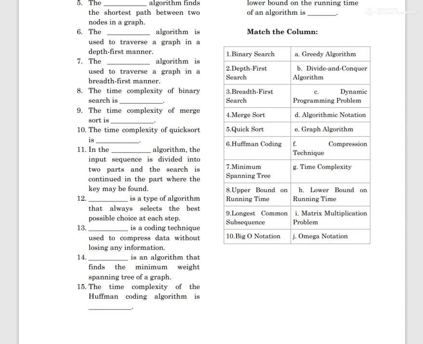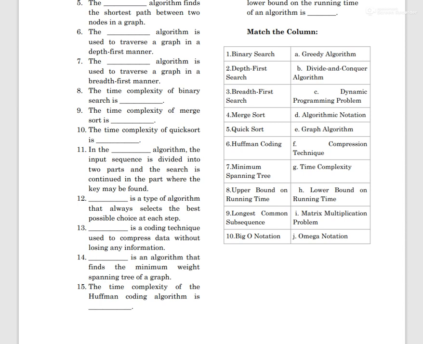Question number 12. Dash is a type of algorithm that always selects the best possible choice at each step. The best possible choice at each step can be chosen to find the minimum cost or the minimum distance and to maximize the profit of any algorithm or for any problem. So that is a type of greedy technique which we use to minimize our cost and to maximize our profit. So the correct answer for this question number 12 is greedy technique.